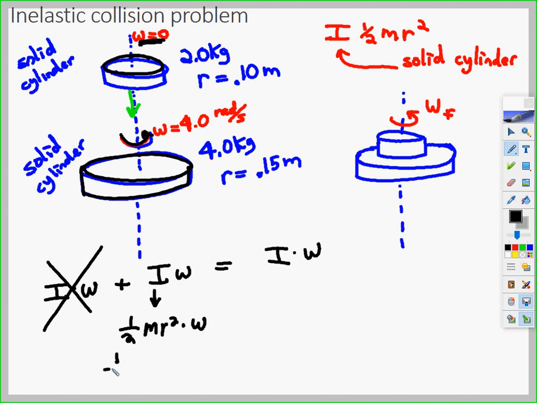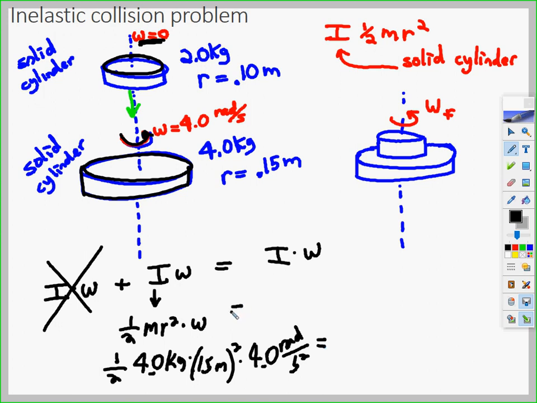So this would be 1/2 times 4 kilograms times 0.15 meters squared times 4 radians per second. Is it 15 or point 15? It was 0.15. It has like a 6 kilogram.